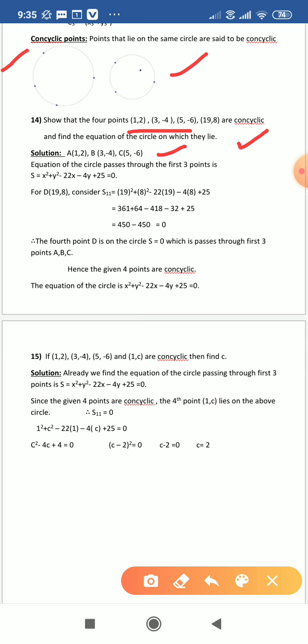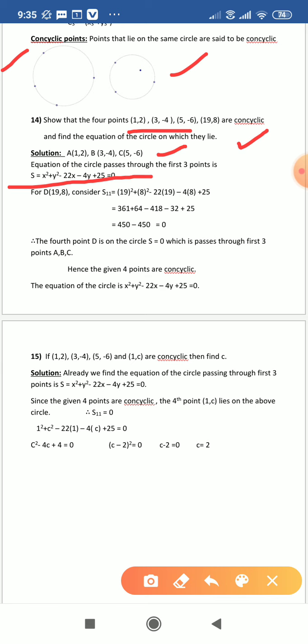So we let the 3 points be A, B, C. Already in our previous problem, we found the equation of the circle passing through (1, 2), (3, -4), (5, -6). What is it? x square plus y square minus 22x minus 4y plus 25 is equal to 0. But in our exam, we have to find this equation. Already we found it in our previous problem, so we take that equation here. But in our examination, do not take it as the previous, last problem, fourth problem, like that.